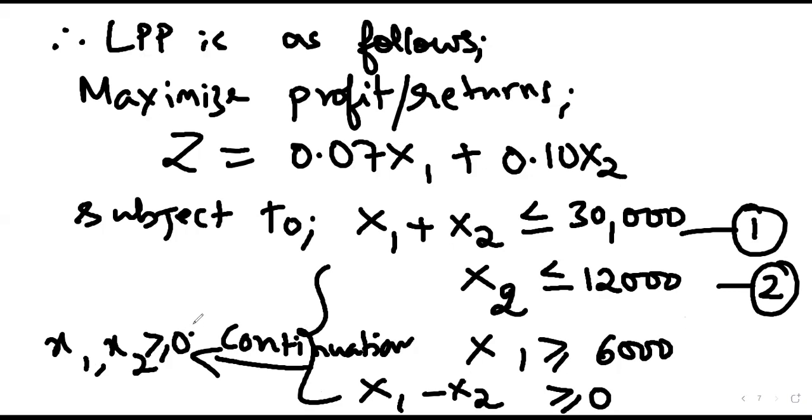Okay. So one last constraint: X1 and X2 should be greater than or equal to 0. Is it right? That means the total amount invested in bond A and in bond B must not be negative. It will never be negative. Either it can be 0 or greater than 0. So that is the reason for this last equation.